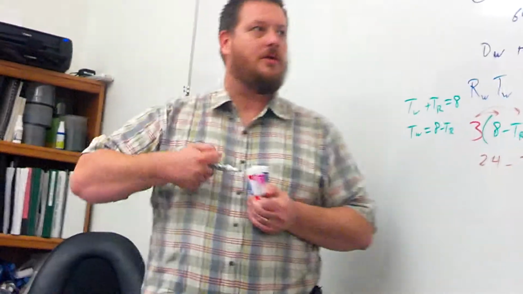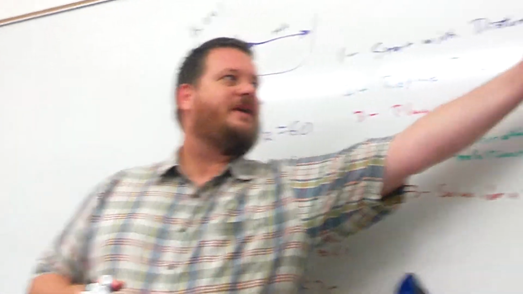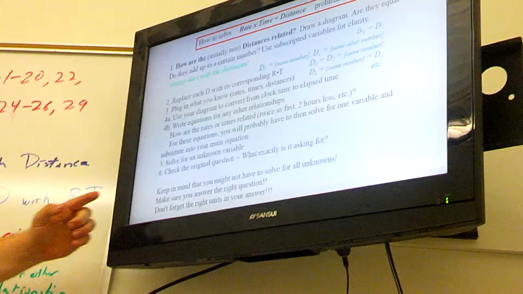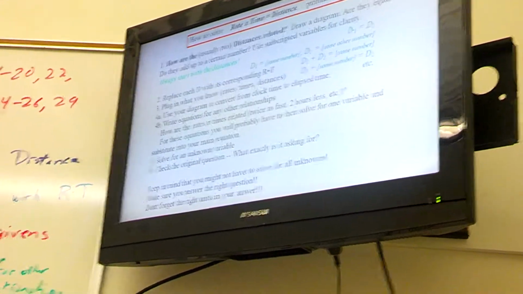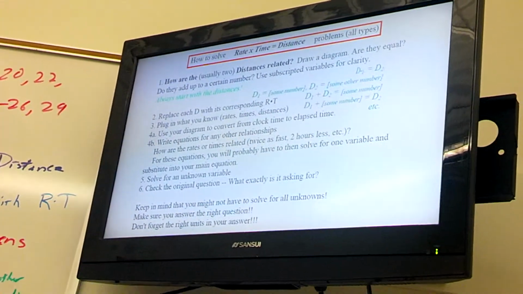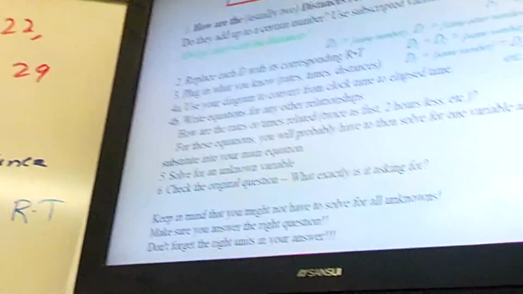Let's go with black, because step 5 is to solve for an unknown variable, but then step 6, our last step, is check the question. What is it asking for? Because sometimes what you solve for is what the question is asking for. Sometimes you have to use this answer to answer the question. So what is the question here? For how long did he walk?